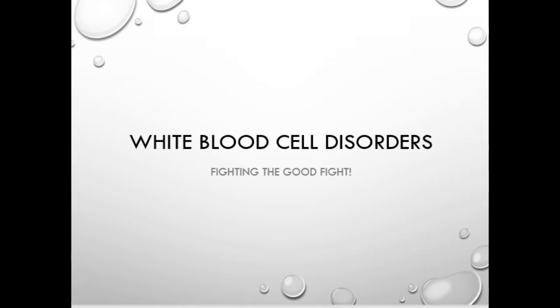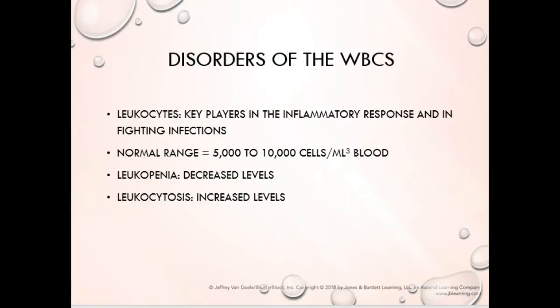White blood cell disorders, fighting the good fight. So, we have white blood cells that help to fight off infectious agents. Overall, they're known as leukocytes, and they're the key players in that inflammatory response and in fighting infections. If we were to look at a normal range, we're going to have approximately 5 to 10,000 per cubic milliliter of blood. Leukopenia is a decreased level of white blood cells. Leukocytosis is an increased level of white blood cells.